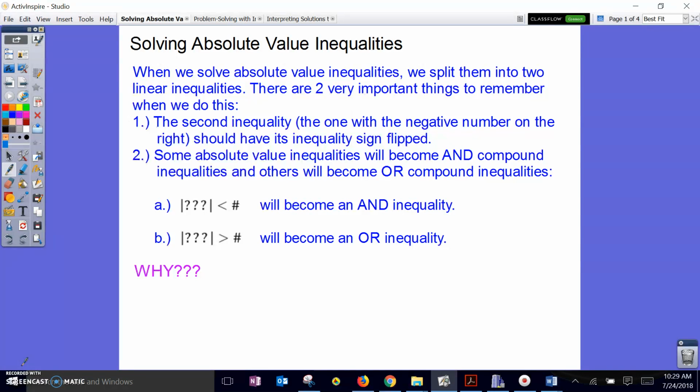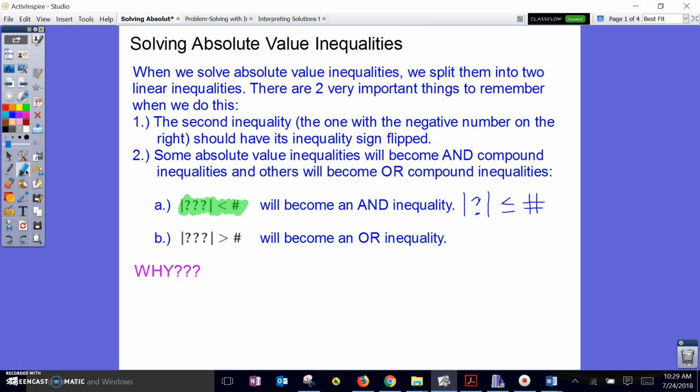The other thing that we need to know is that some absolute value inequalities will become AND compound inequalities, and some will become OR compound inequalities. And we can very simply break these down into two groups. When we have the absolute value of something is less than a number, that's going to become an AND inequality. And that also holds true for when we have the absolute value of something is less than or equal to a number.